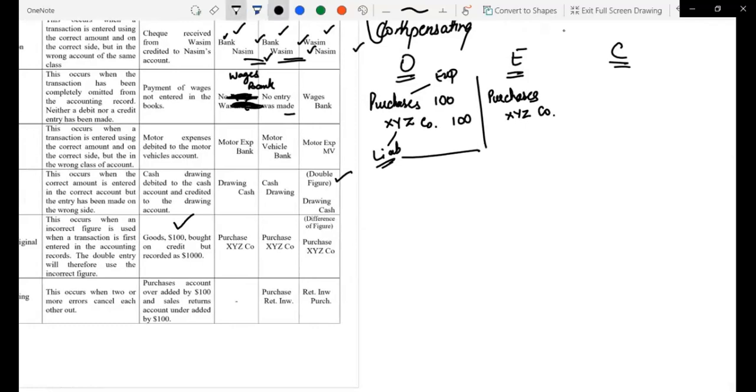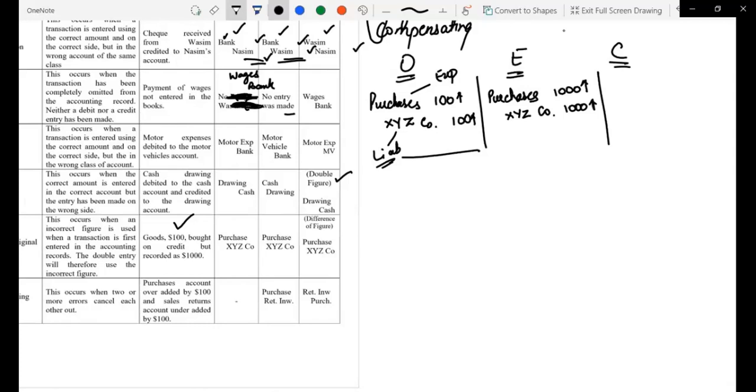But by error, one more zero was added. In place of writing $100, we increased the purchases by 1,000 and we increased the liability by 1,000. Are you getting it? That means to say the purchase was supposed to be increased by 100 and the liability was supposed to be increased by 100. But we increased the purchases by 1,000 and the liability was increased by 1,000. So what will happen here?